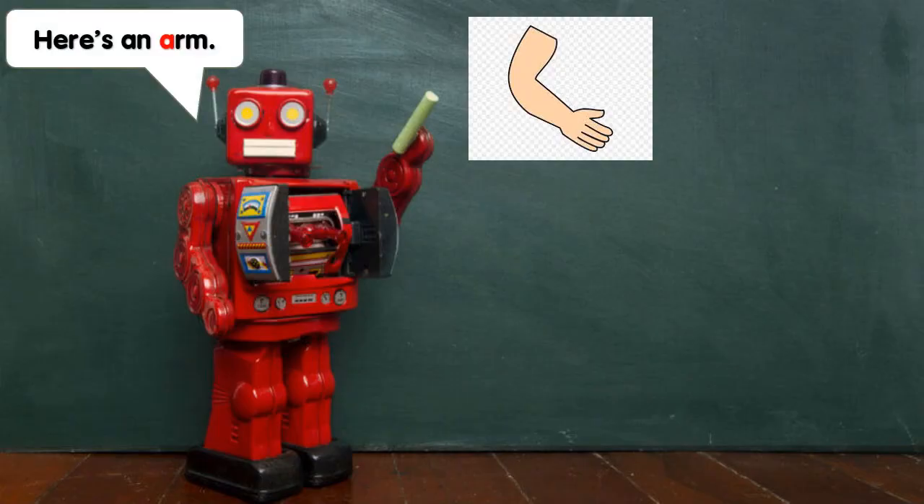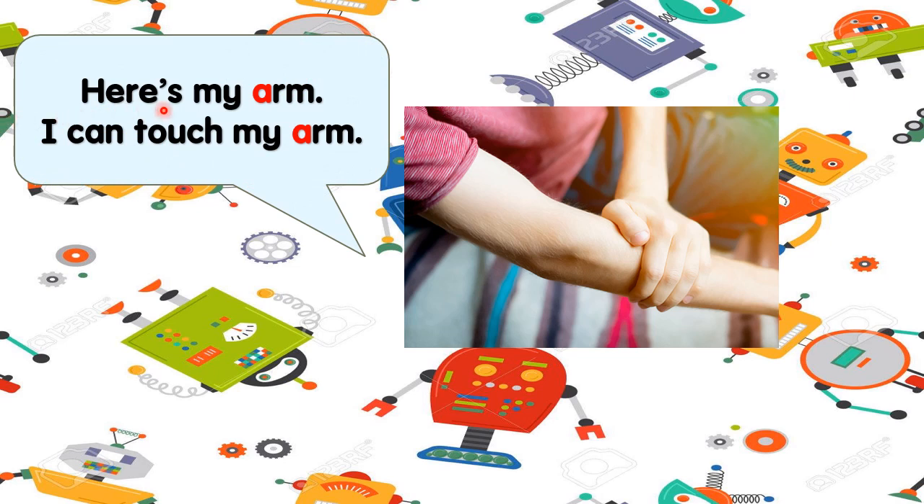Here's an arm. Okay, now touch your arm. Touch your arm and say after me. Here's my arm. I can touch my arm.